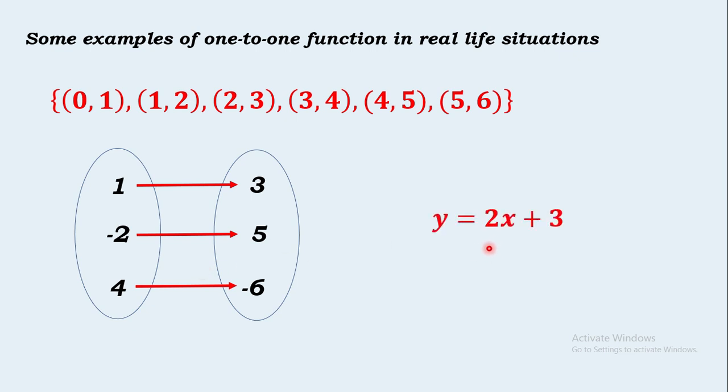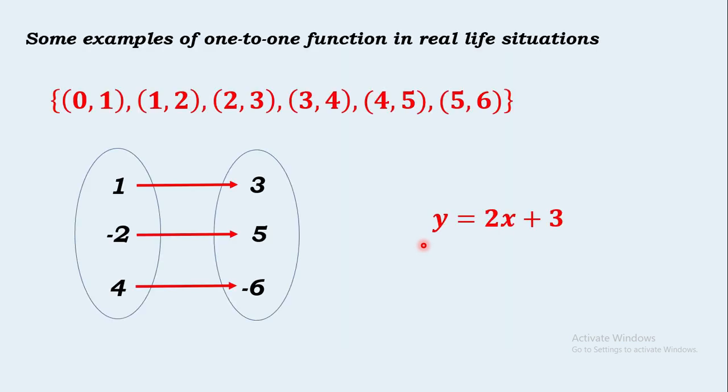Another example is the equation y equals 2x plus 3. In every output y here, there is a unique input x in the given set of ordered pairs. Hence, this is a one-to-one function. What does that mean? This means that any value that is assigned to x will generate one value for y, or a unique value for y. So these are examples of one-to-one functions.